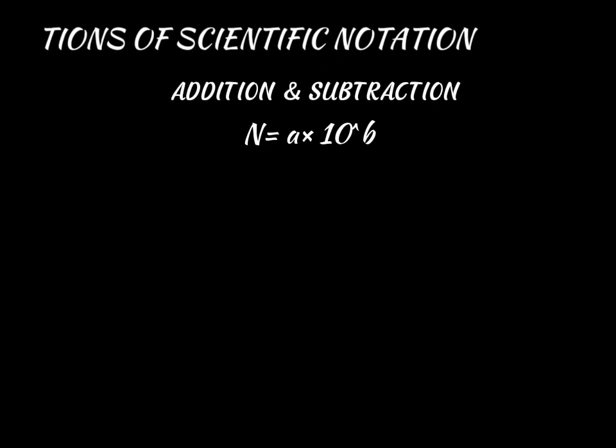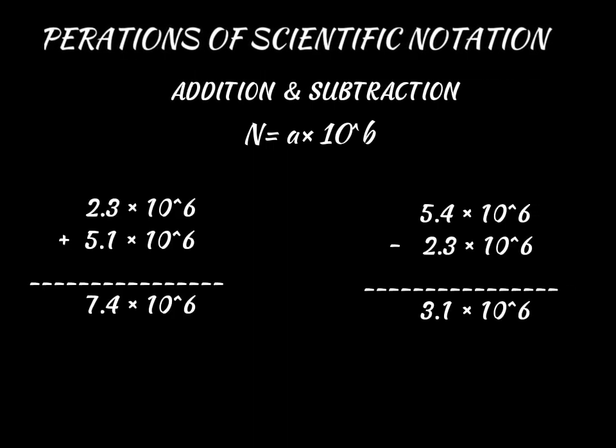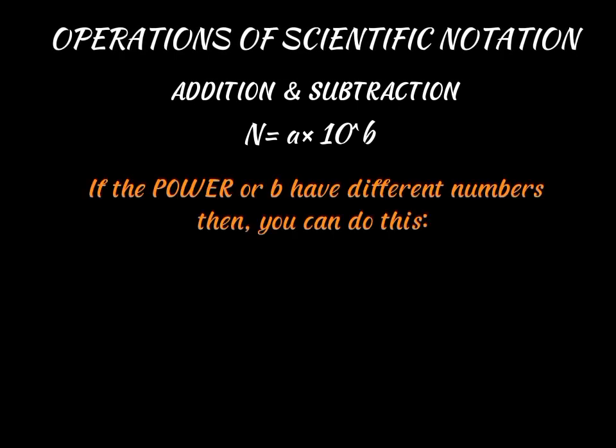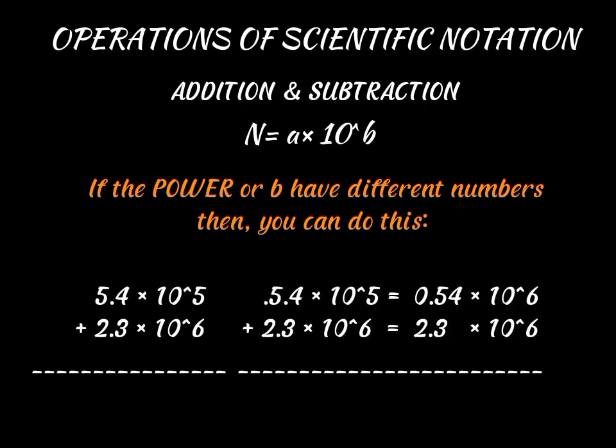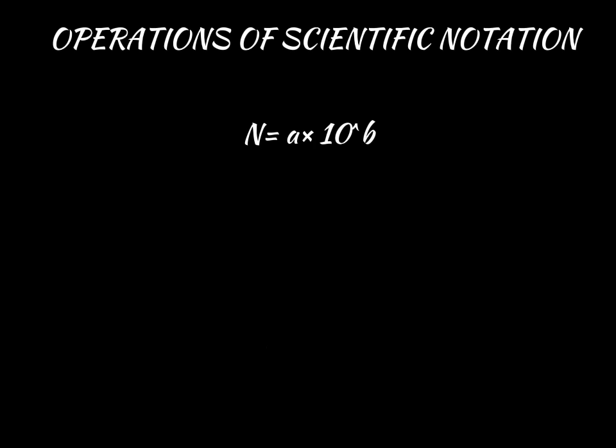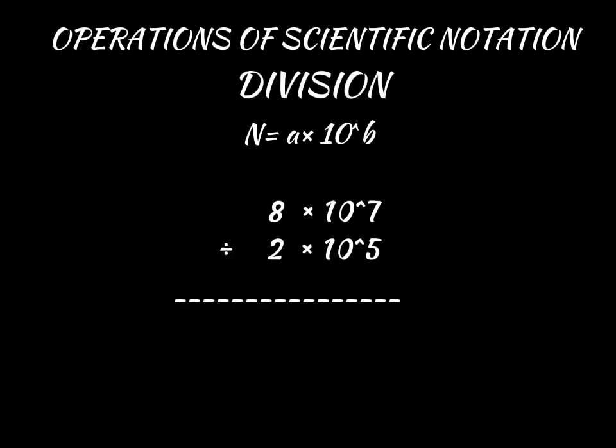Now we are going to the different operations of scientific notation. In addition and subtraction, just normally add and subtract the coefficient, copy the base, and the power. In multiplication, just normally multiply the coefficient, copy the base, and add the power. While in division, just normally divide the coefficient, copy the base, and subtract the power.